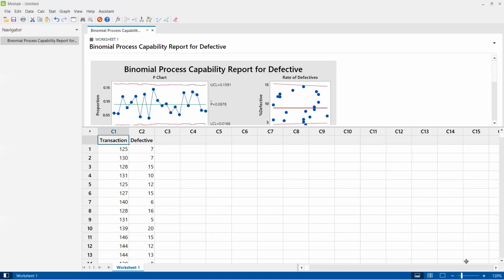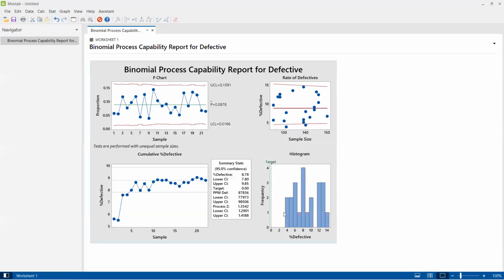Now this output is generated. From this graph, you can clearly see the P chart for the proportion defective, showing how the rate of defectives varies over the sample size. This is the cumulative percent defective, showing how it changes as the sample size increases. And the last graph shows the frequency of the defectives. What is important is the center table here.